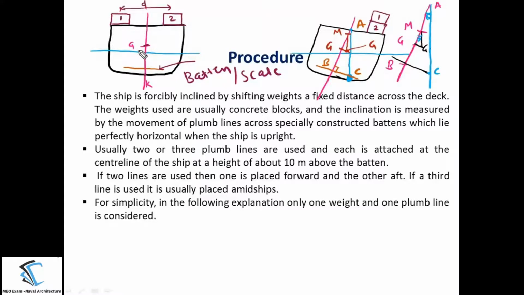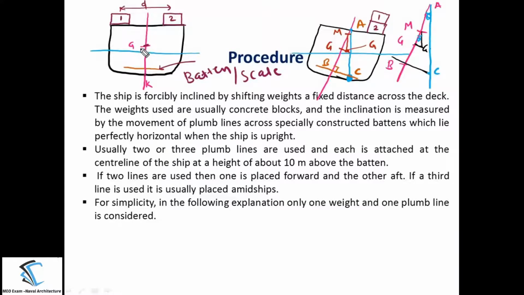Generally we will take around 6 to 8 cement blocks, and they will be arranged longitudinally, perpendicular to the screen, that is along the length of the ship. If you are taking 6 blocks, 3 blocks will be on the starboard side and the remaining 3 blocks on the port side. For simplicity, I am taking 2 blocks.